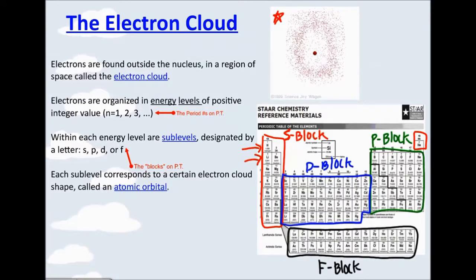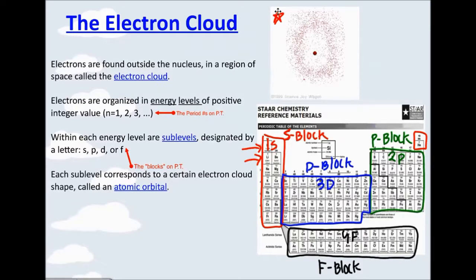Something important to note here is the energy level that these blocks start at. I want you to memorize this early so you don't get confused. The S block starts at 1s, so energy level 1 in the S block. The P block starts at 2p. The D block starts at 3d, which is easy to memorize, right? And then F starts at 4f. Memorize that. It will help you so much later on.